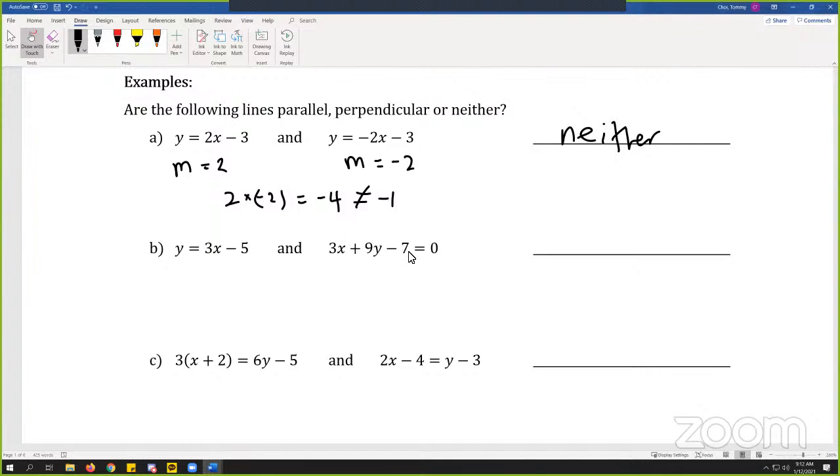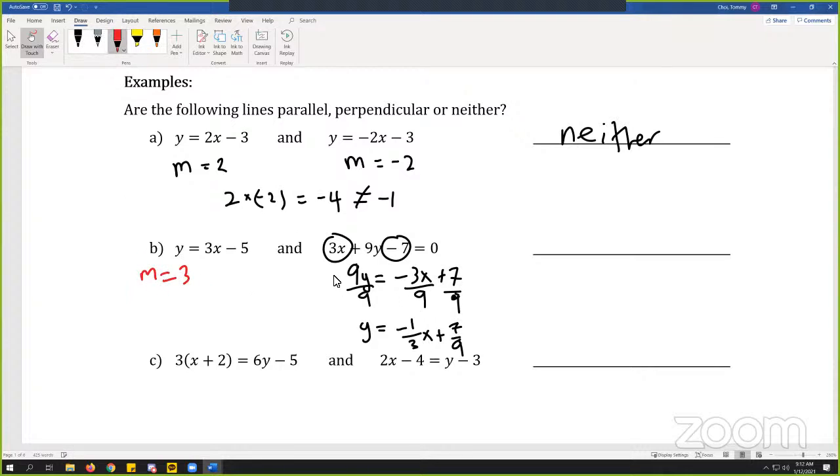For B, we have 3, and then we have this. This is not something nice we like to work with. We need to solve for our slope, so we're going to rearrange this one. So we're going to get 9y equals, removing the 3x and the -7 to the other side. That's going to give me -3x plus 7. Once we divide both sides by 9 and everything gets divided by 9, you should end up with y equal to -1 over 3x plus 7 over 9. And the slope here is 3, and the slope here would be -1 over 3.